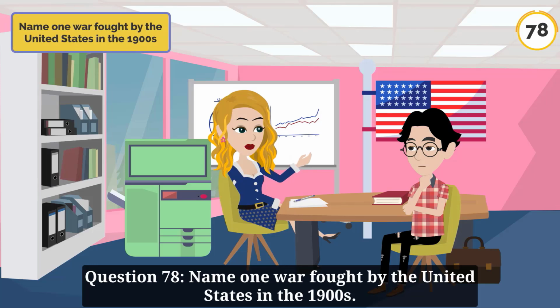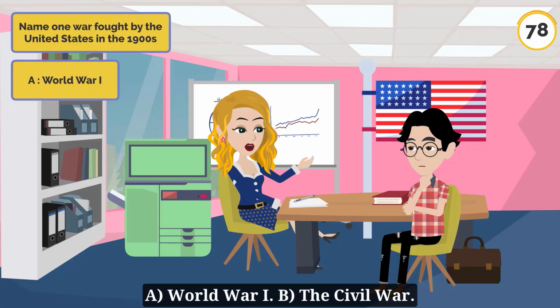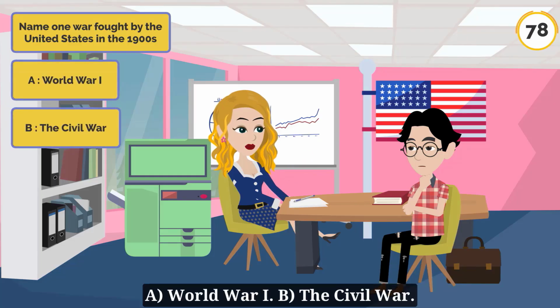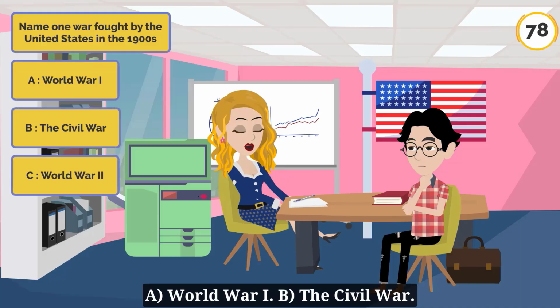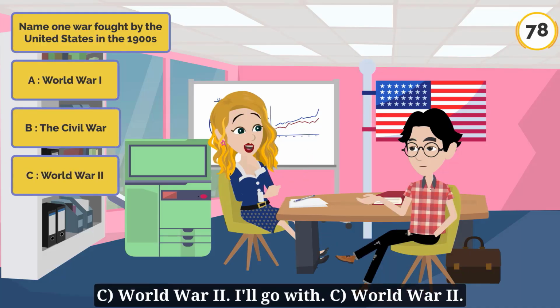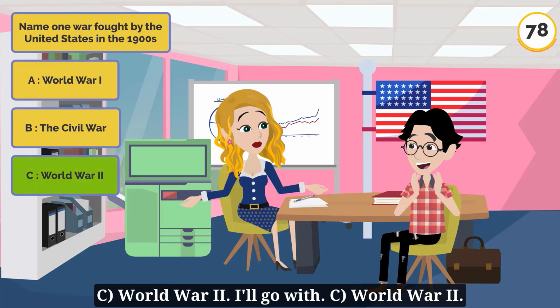Question 78. Name one war fought by the United States in the 1900s. A. World War I. B. The Civil War. C. World War II. I'll go with C. World War II.